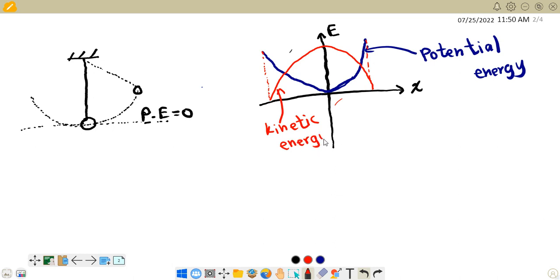We can get the total mechanical energy by adding these graphs, because total mechanical energy is potential energy plus kinetic energy. By adding these graphs, we get a straight line like this. It proves that the total mechanical energy of simple harmonic motion is a constant. Total mechanical energy.